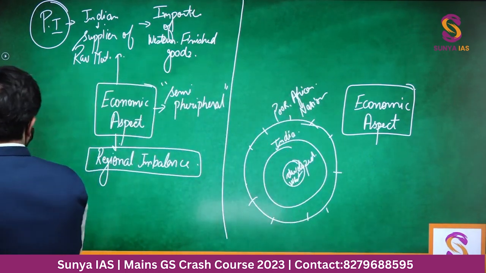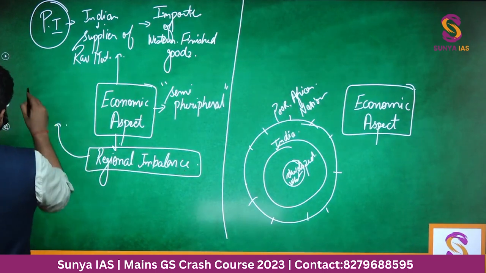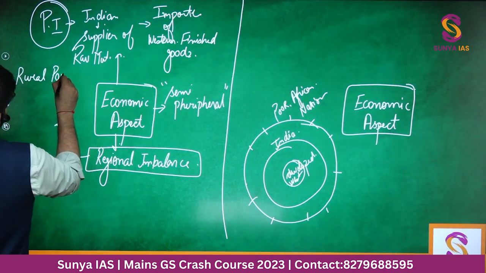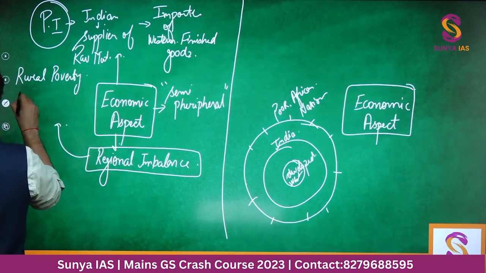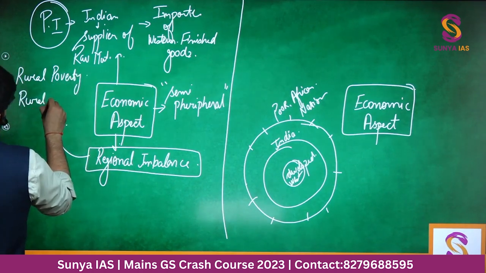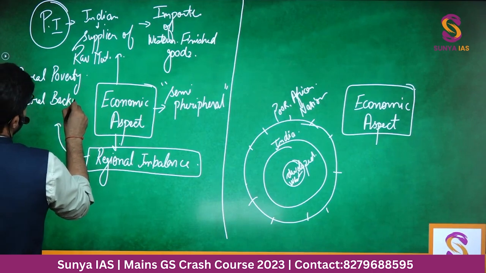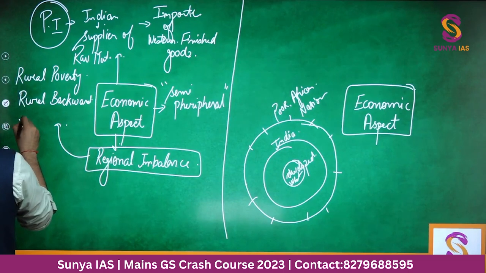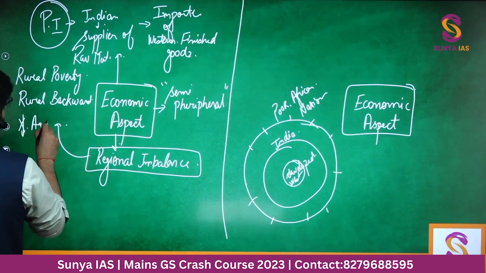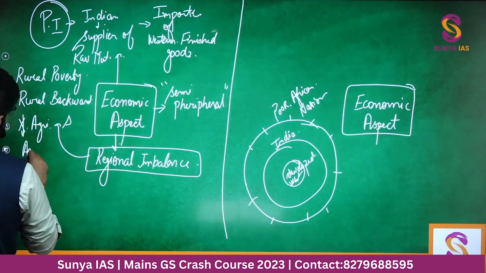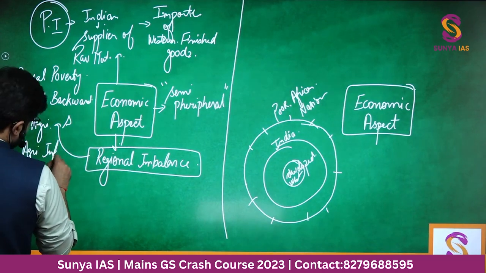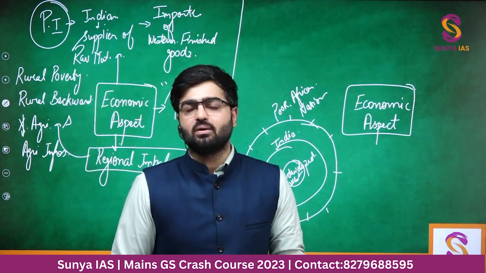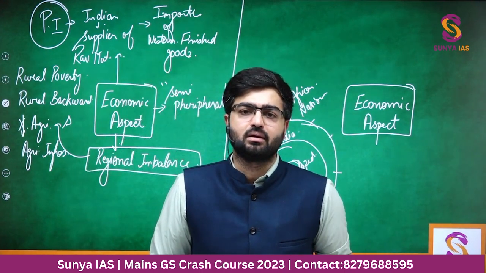And this regional imbalance has led to things like rural poverty, rural backwardness, because of lack of investment in agriculture and agriculture infrastructure, and with the exception of the service sector, all the sectors are deteriorating, right?